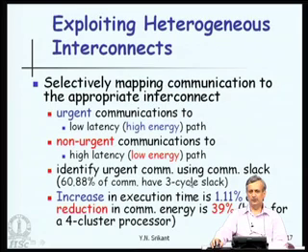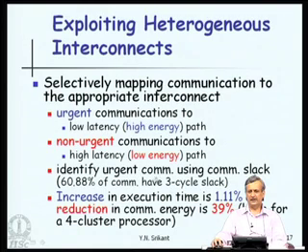What do we do? How are we going to do this? We selectively map communication to the appropriate interconnect during the instruction scheduling phase. So, urgent communications go to the low latency path or high energy path. What do you mean by urgent communication? That is that which has less slack. So, that is what we want to measure again. We want to measure the slack and then see how much slack we have. Those instructions which have less slack will be mapped to the low latency path, and non-urgent communications will be mapped to the high latency path.